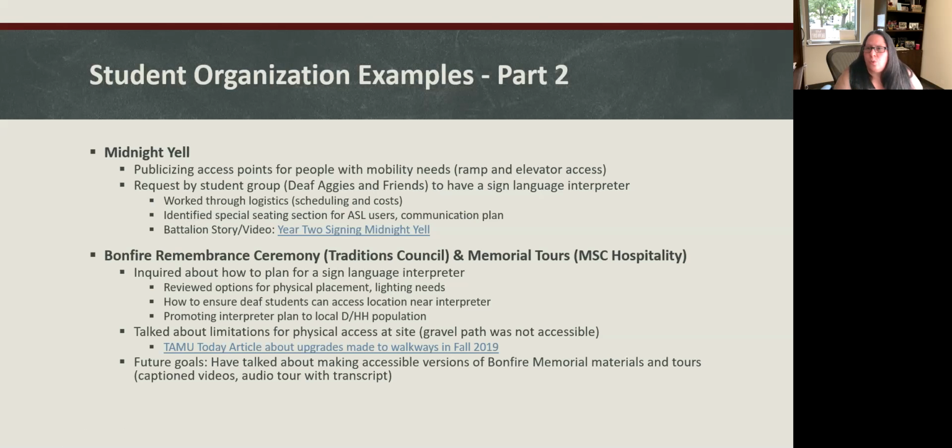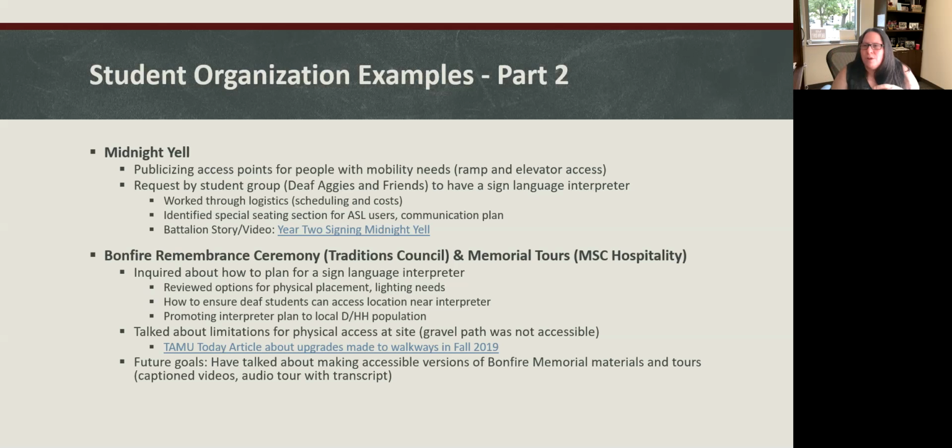And then a few years ago, our Deaf Aggies and Friends organization asked to have an interpreter at Midnight Yell. We helped facilitate that conversation with the people who coordinate Midnight Yell, covering the logistics of scheduling and the cost, and making sure there's a special section so that anybody who needed it would be close enough to see and focus on the interpreter and the event happening. When you place an interpreter, you don't place them off to the side where they can't see what's going on. They need to be in line of sight with the interpreter and who's speaking. So we made sure that was placed there.